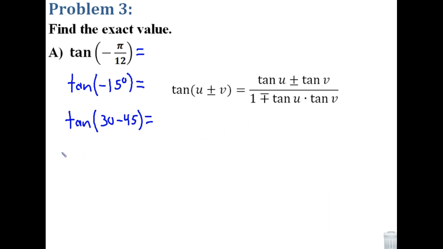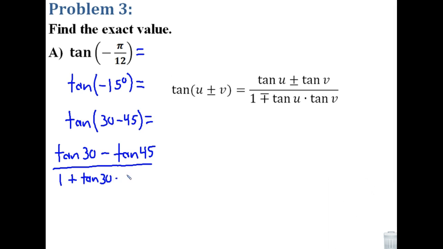We can rewrite this then as the tangent of the first angle, 30, minus the tangent of the second angle, the 45, all over 1 plus, because we're going to flip the sign here, tangent of the first angle, tangent 30, times tangent of the second angle, tan 45. I'm leaving myself a lot of room here just because this problem is going to take up a lot of space.